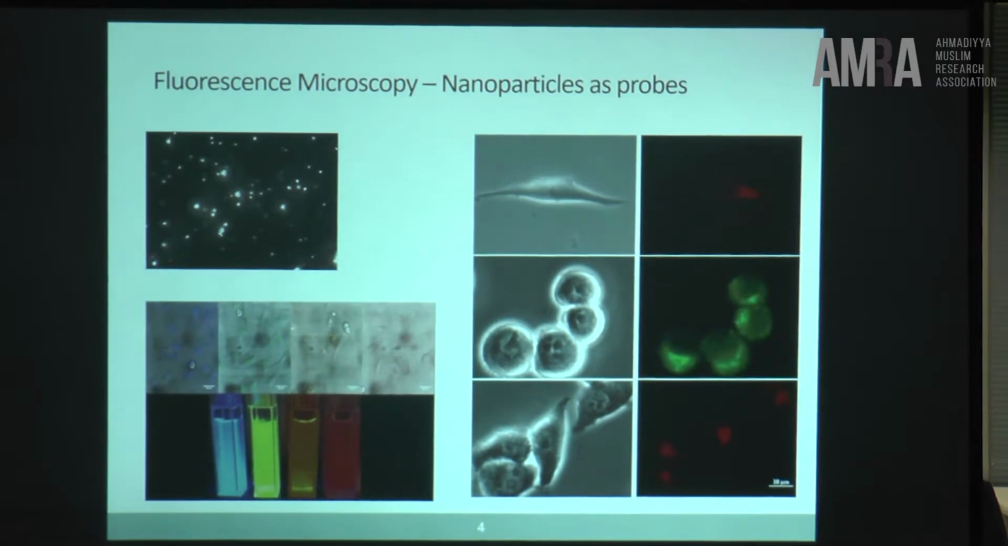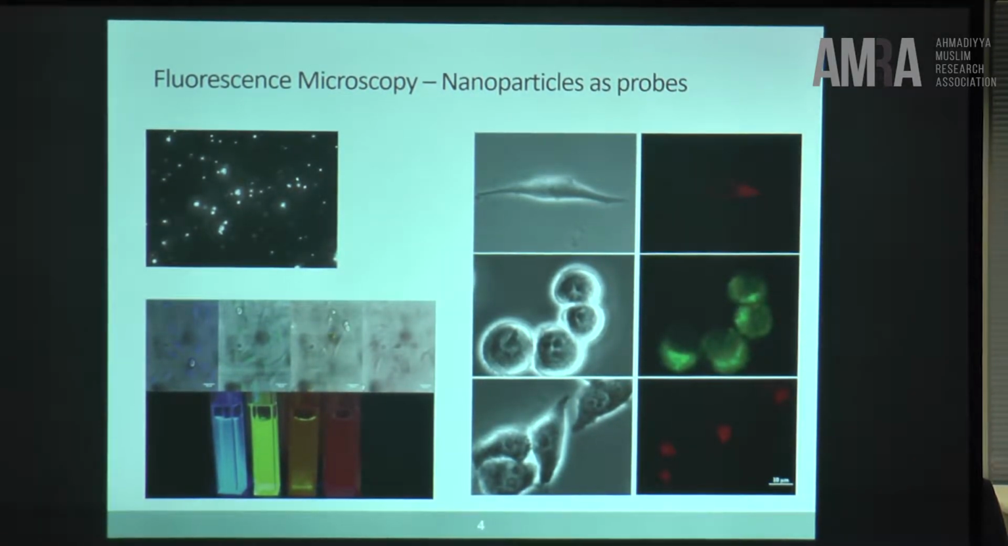This is another image. On the left-hand side, you've got the bright field of your cells, and on the right-hand side, you've got the uptake of the nanoparticles within the cells, visualized under fluorescence microscopy.